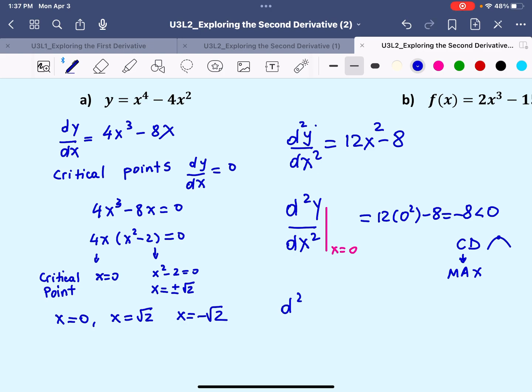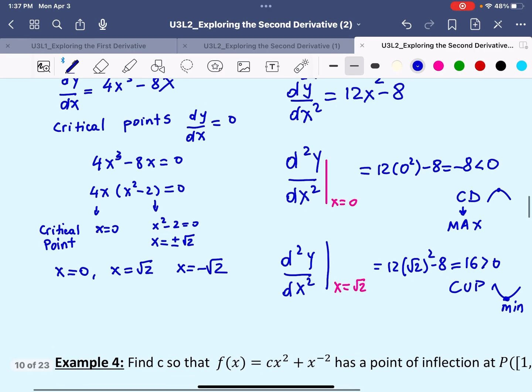So let's find the second derivative at x equals square root of 2. So we'll have 12 times root of 2 squared minus 8. So that would equal 24 minus 8. That would be a positive number, 16. So that means the function will be in a concave up shape, so something like this. So what that means again is that the extrema will be the lowest point in a concave up shape right here, which will mark a minimum point here. So x equals root of 2 will be a minimum, and this will be a max.